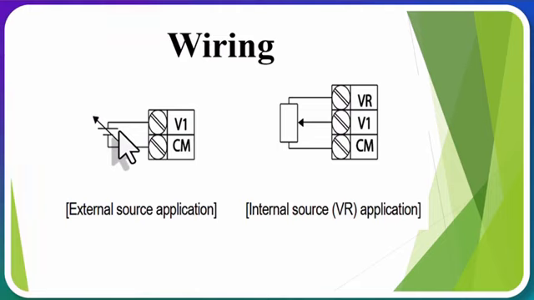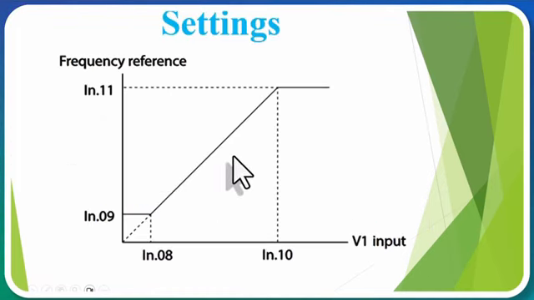The VR terminal has the 10 volt voltage, but if we want to use a 2-wire sensor, meaning if we have a sensor or a controller that has its own power supply and gives us an analog voltage output, and we want to connect that to our inverter, the two wires coming from our controller, which are the analog voltage output, should be connected to the analog voltage input of our inverter at the V1 and CM terminals.